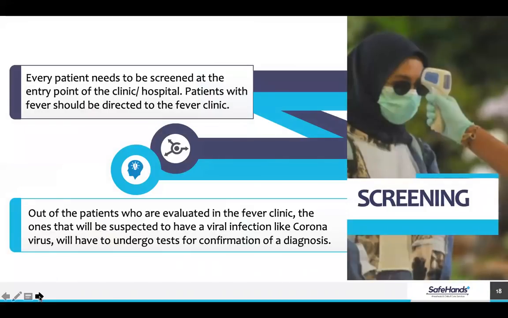Screening: every patient needs to be screened at the entry point of the clinic. In the hospital, patients with fever should be directed to the fever clinic. Out of the patients who are evaluated in the fever clinic, the ones suspected to have a viral infection like coronavirus will have to undergo tests for confirmation of the diagnosis.